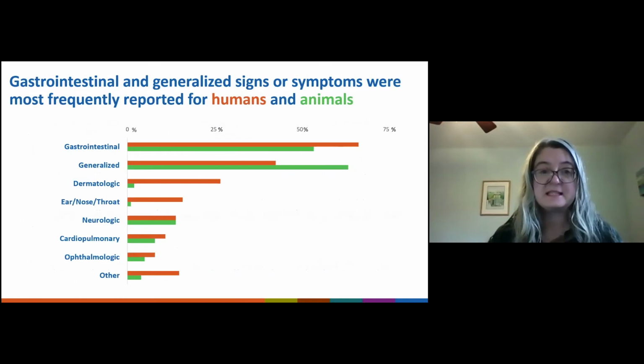Gastrointestinal or generalized categories of illness were the most frequently reported for 380 humans and 92 animals. Generalized refers to constitutional symptoms such as headache, fever, or lethargy. These data help to illustrate that signs and symptoms for HABs exposures may be similar to other illnesses and therefore difficult to link to a HAB exposure.